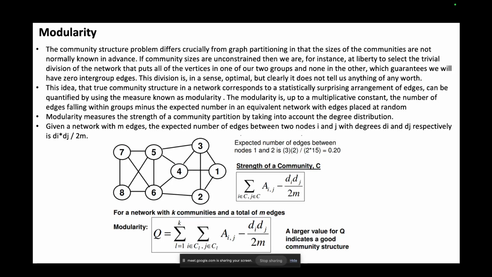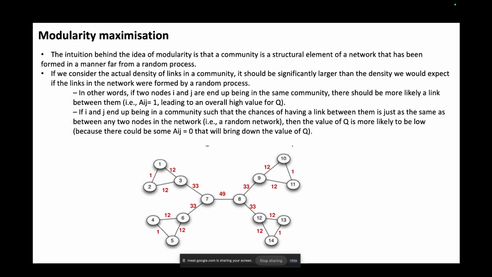And if the modularity of the network community is more than the modularity before, then that network community actually holds, or else you go back to the previous partition, right? So a larger value for Q indicates a good community structure. Okay, this is how you define that modularity. Now, the idea behind the Girvan-Newman algorithm is that you maximize modularity. This is known as modularity maximization.